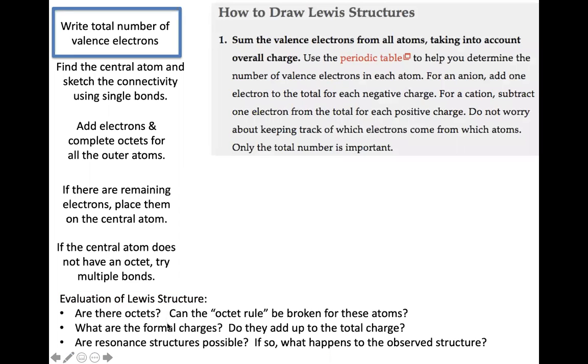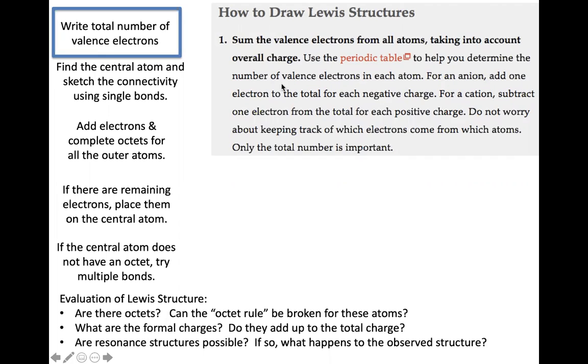So the very first step, we're going to add up and determine the total number of valence electrons that we have. We want the total number of valence electrons in that particular molecule. We just come up with a total. Now, if it's a cation or an anion, we're going to change that. We would come up with the initial total, and then if it's a cation, that means we've lost an electron somewhere. So we would decrease our total by 1. If it's an anion, we'll just add another 1.